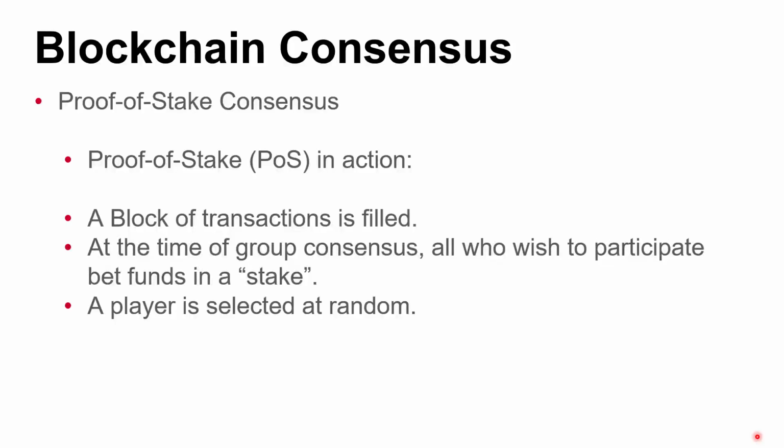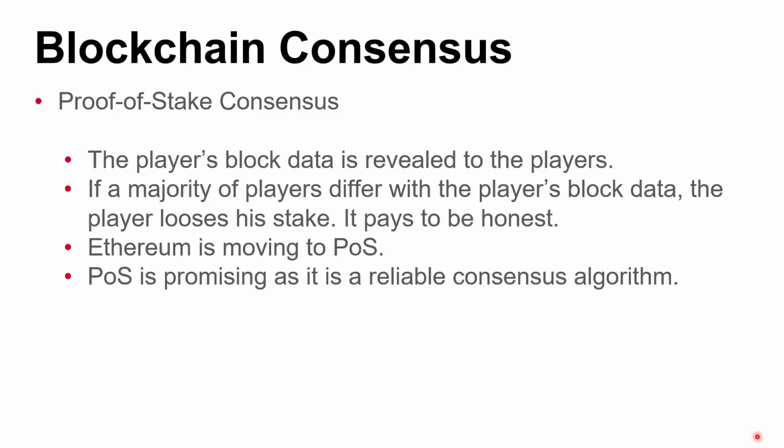So the action here: a block is filled, and at the time of the group consensus, all who wish to participate in the group consensus essentially stake or bet their funds. And a player is selected at random. So out of maybe 25 of us, one person gets to reveal his or her block with the validated transactions. The player's block is revealed to the other players, and if the majority of players differ with the block data, the player loses the amount of cryptocurrency he or she put up. So the stake is lost. So it certainly pays to be honest.